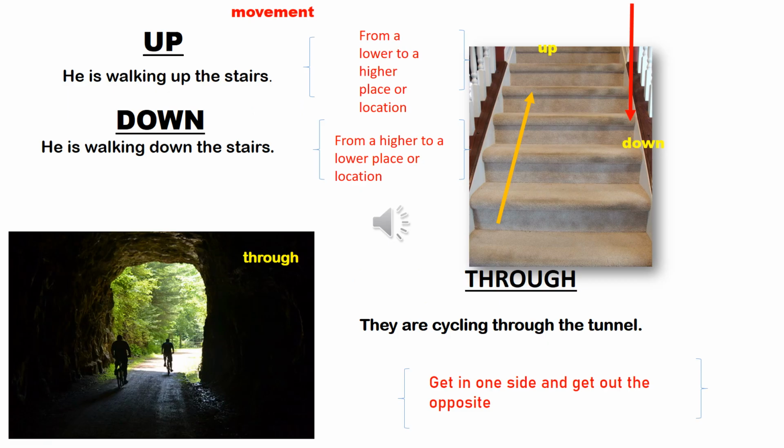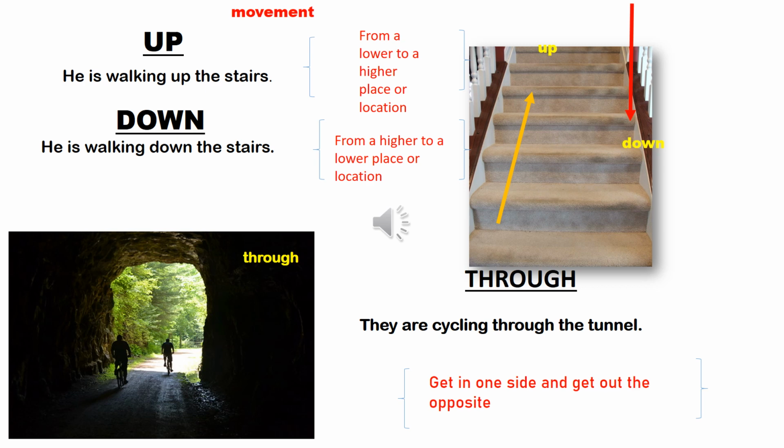Here we are having three more prepositions which are also used for movement or motion, and they're also in the group of prepositions of place and direction. They are up, down, and through. We use up when there is a sense of movement from lower to a higher place or location. We are having an example here.